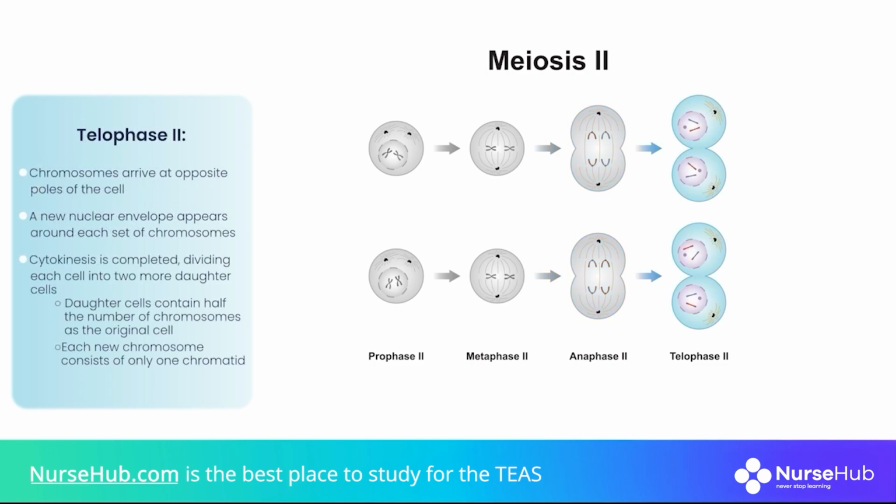And then you have telophase 2, where the chromosomes reach the poles of the cell, nuclear membranes form around each set of chromosomes, and cytokinesis occurs, resulting in the formation of 4 haploid daughter cells. These cells contain half the number of chromosomes as the original cell, and each chromosome consists of only 1 chromatid. Okay, so it's different than mitosis in that way.